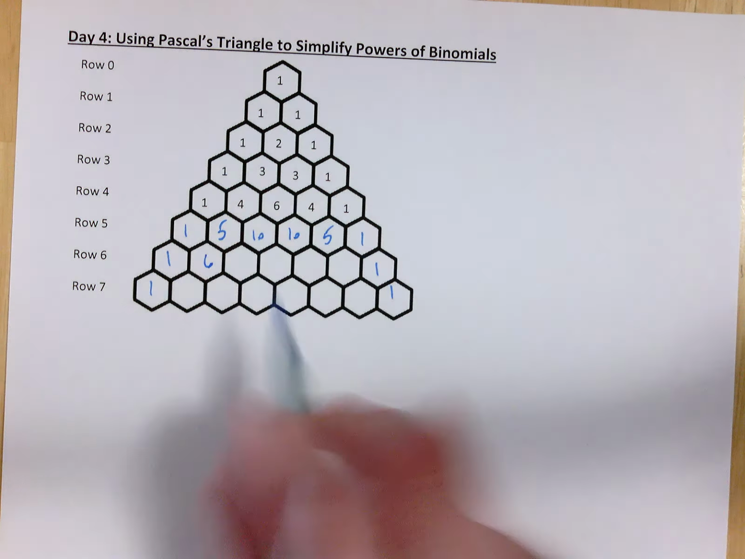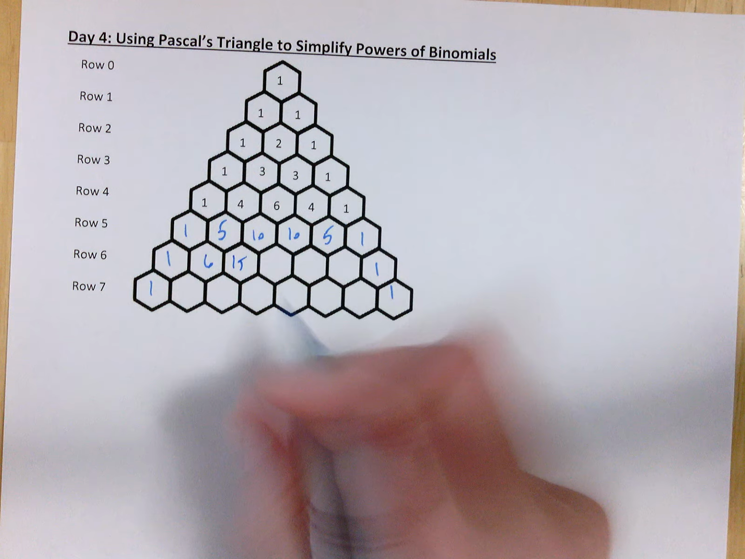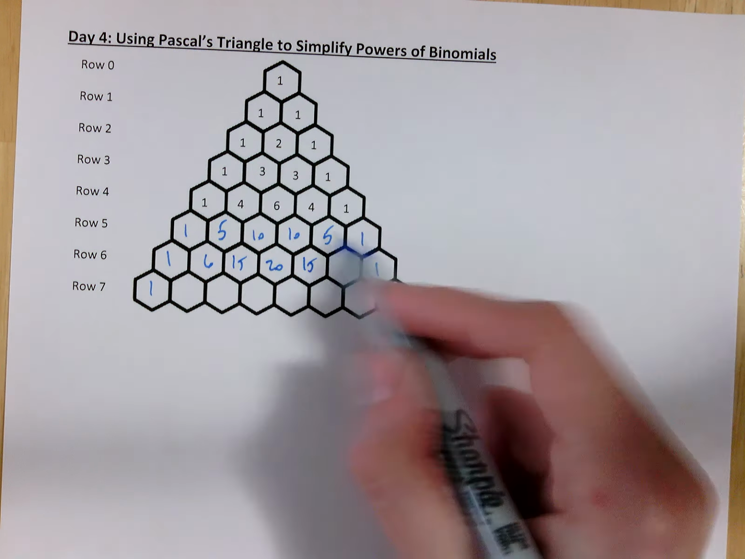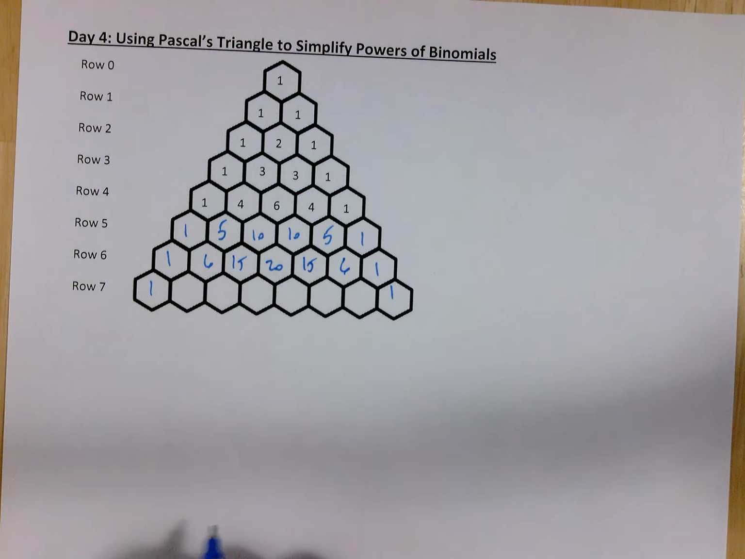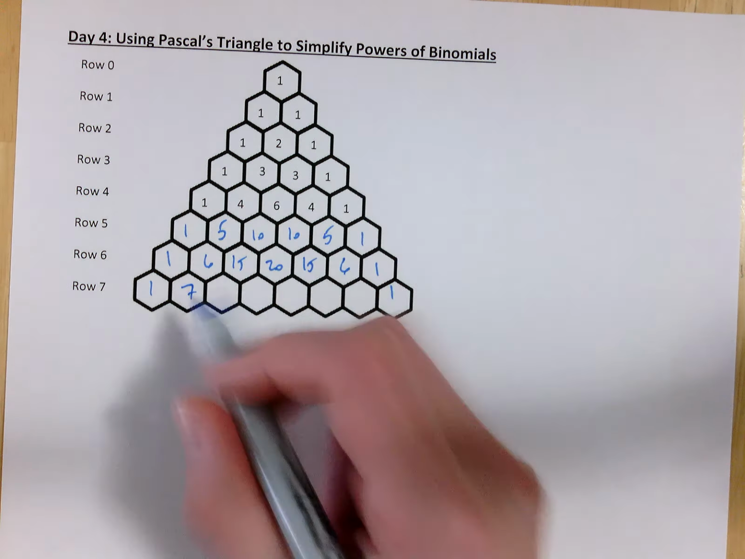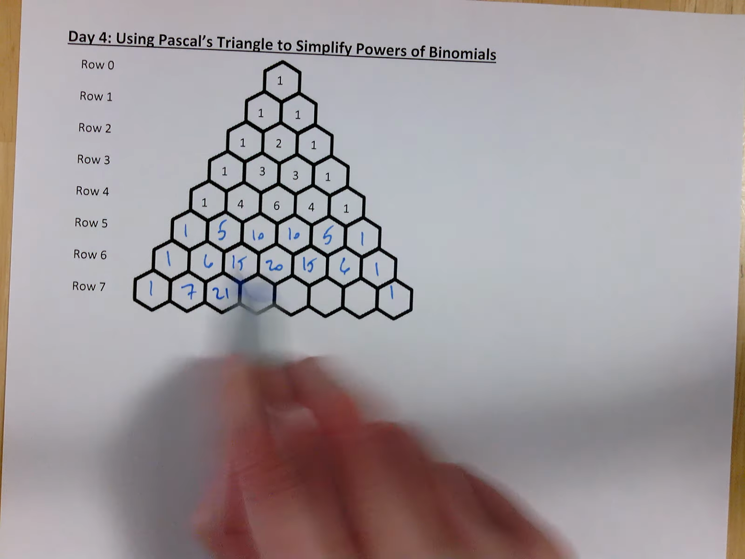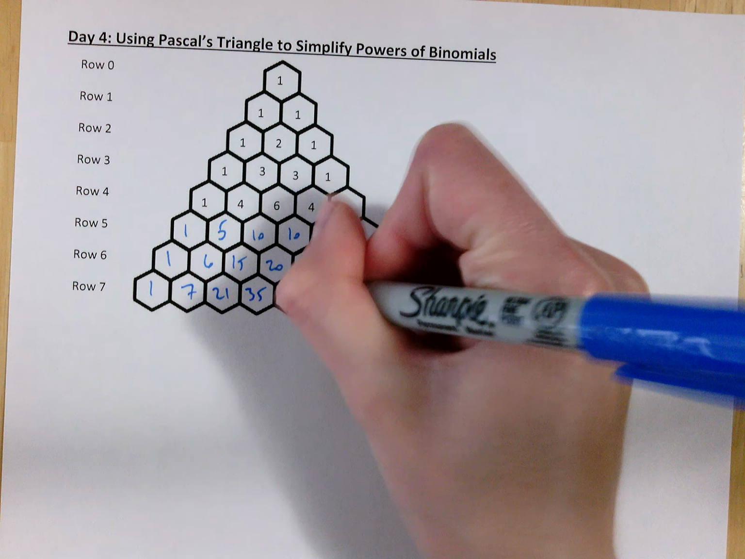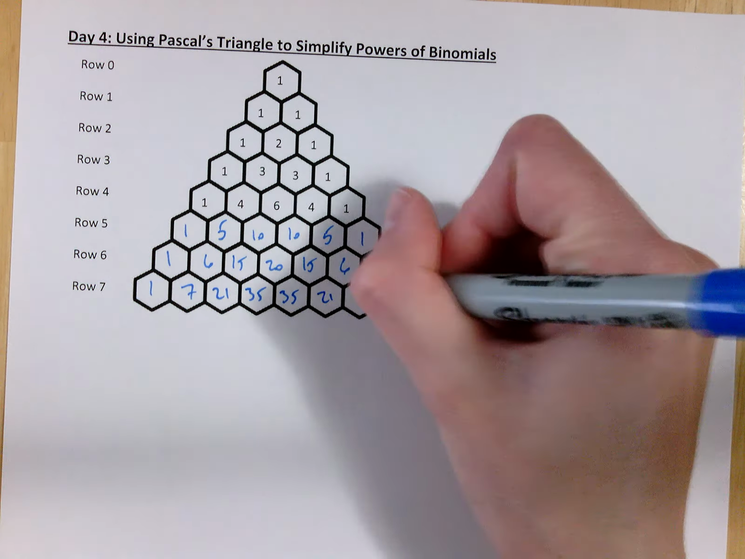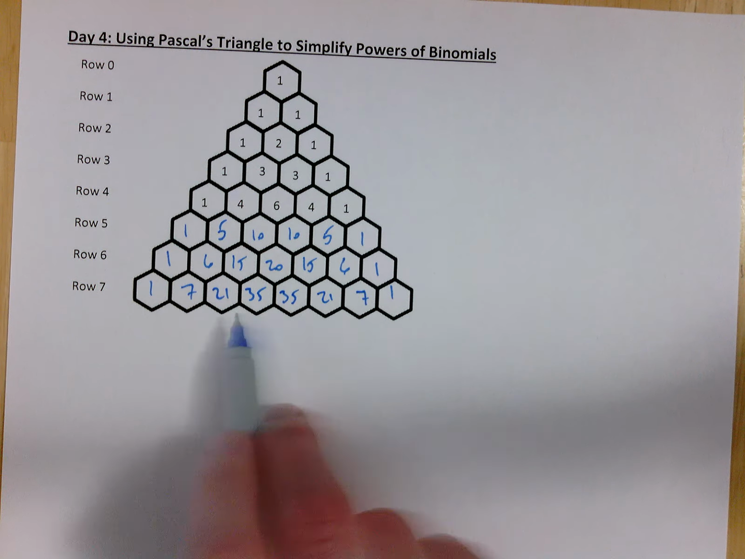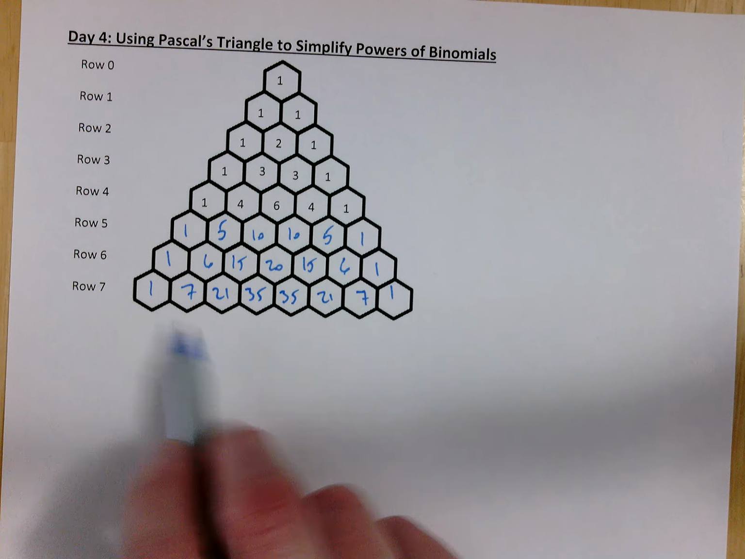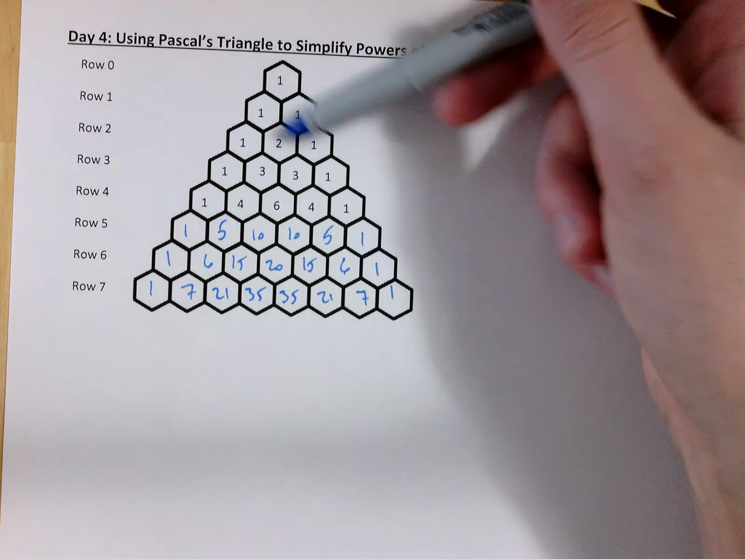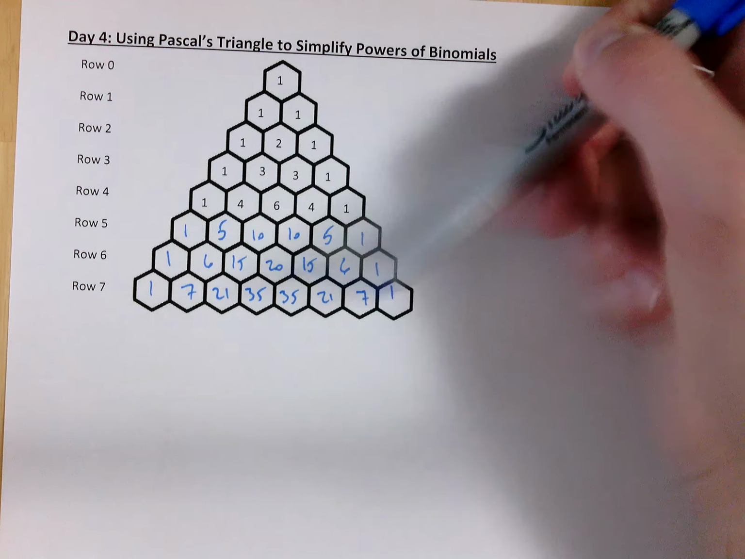So this would be 6. This would add to 15. This adds to 20. This adds to 15. That adds to 6. Okay, and then down here, 1 plus 6 is 7. 6 plus 15 is 21. 15 plus 20 is 35. 20 plus 15 is also 35. Right, there's 21. There's 7. Okay, so you can see again, it's symmetrical going both ways. It's the same in either direction. All right, and again, you can see those patterns. So there's the 5, 6, 7 that we predicted was going to show up.